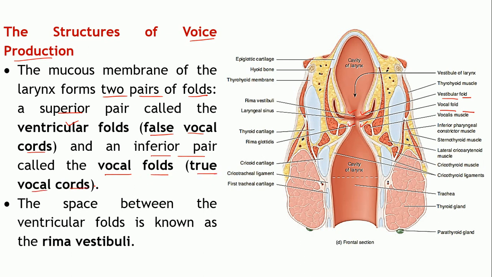So, actually these vocal folds are involved in the voice production. That is why these are known as true vocal cords. And these ventricular folds or the vestibular folds are actually not involved in the voice production. That is why these are known as the false vocal cords. And the space in between the ventricular folds or the vestibular folds, that is called rima vestibuli. The space in between the vocal folds is known as rima glottidis, as we have seen.